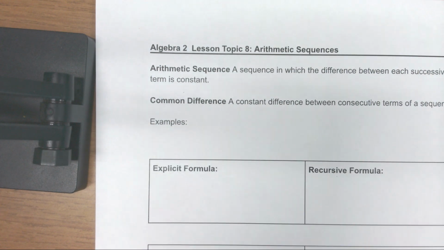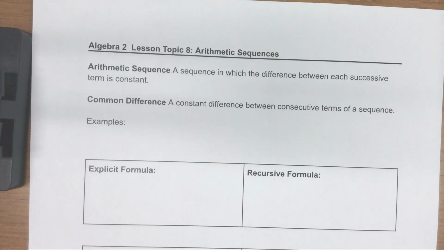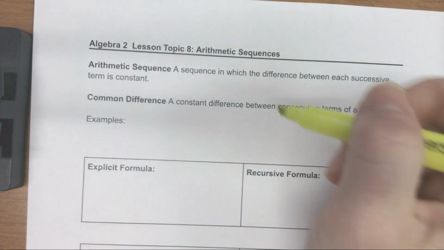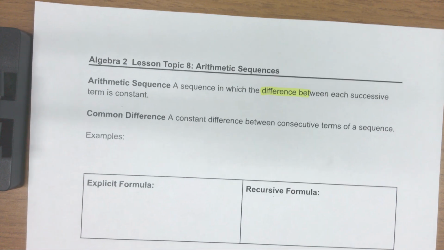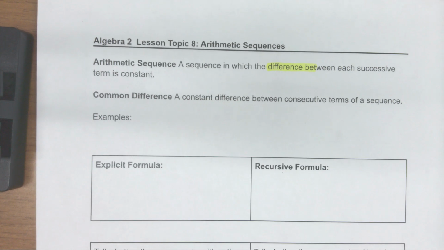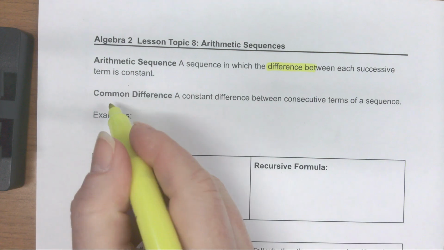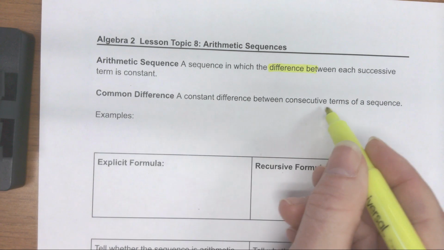All right, so first of all, an arithmetic sequence is a sequence in which the difference between each successive term is constant. And so this is the one where, Brooke, you said they were being added. There was a number being added each time. This is just that one we're looking at today. Okay, we're not going to look at the multiplication one yet. So the phrase common difference is just a constant difference between consecutive terms of a sequence.